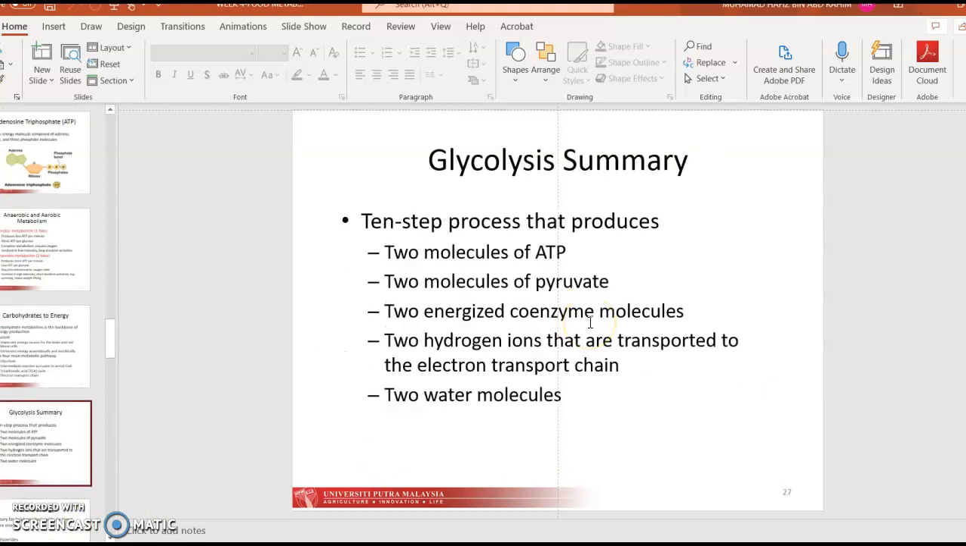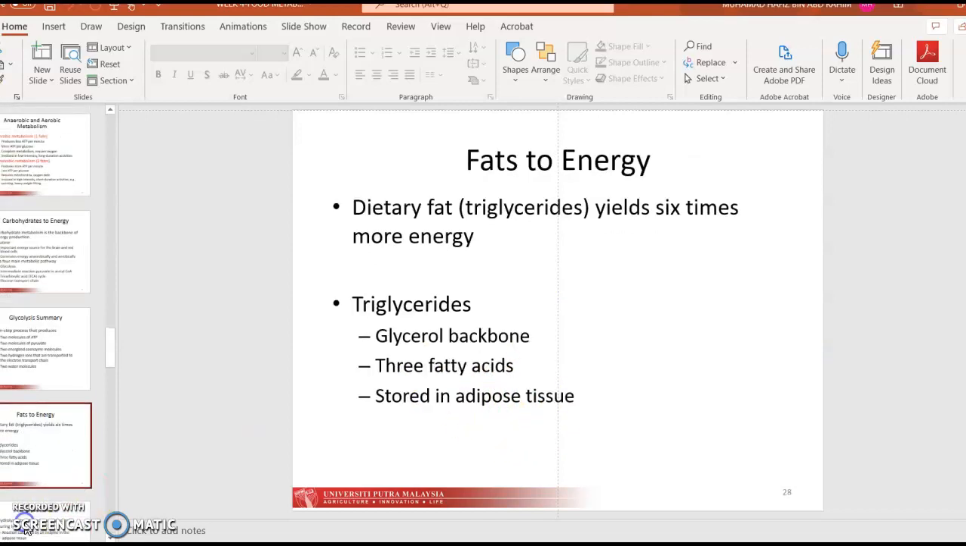So for the glycolysis summary, we don't have to go into detail. There are 10 steps. Basically you produce 4 molecules of ATP, but only net 2 molecules of ATP because of the investment phase. Next, 2 molecules of pyruvate, which will enter the mitochondria, and 2 energized coenzyme molecules, which is NADH. There are 2 hydrogen ions transported to the electron transport chain, which attach to the coenzyme molecule, and finally 2 water molecules.